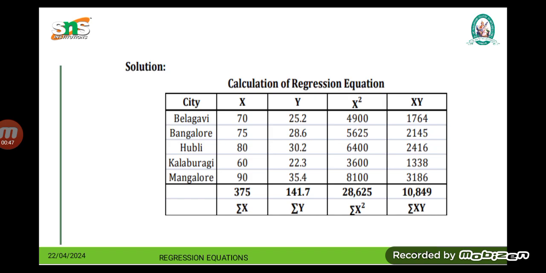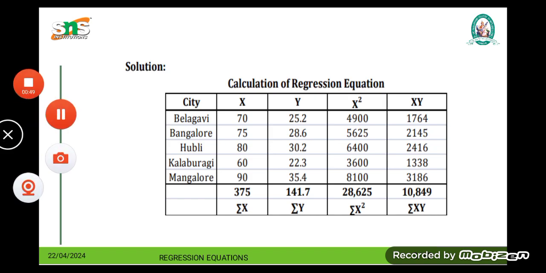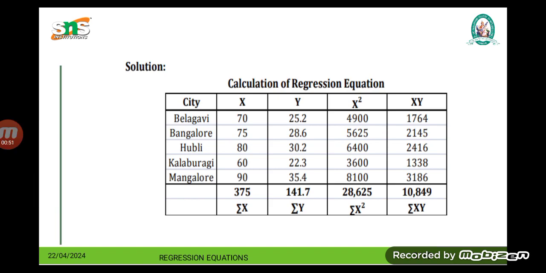Calculation of the regression equation is done using a tabular form. Summation of x should be calculated by adding all the terms in x. We will get 375, and the sum of y value is 141.7. For x square, we square each and every value, and the sum of x square is 28,625. For xy, we multiply x and y, and we get the value 10,849. I am going to substitute these values in my formula.